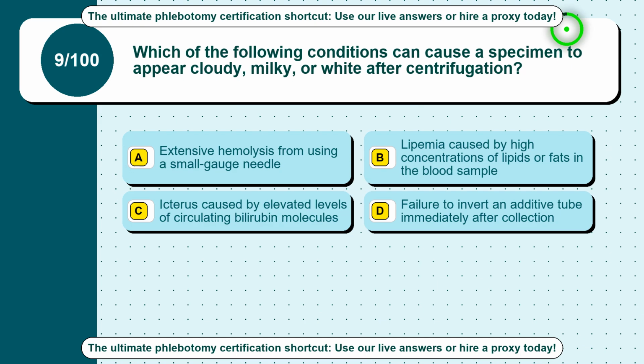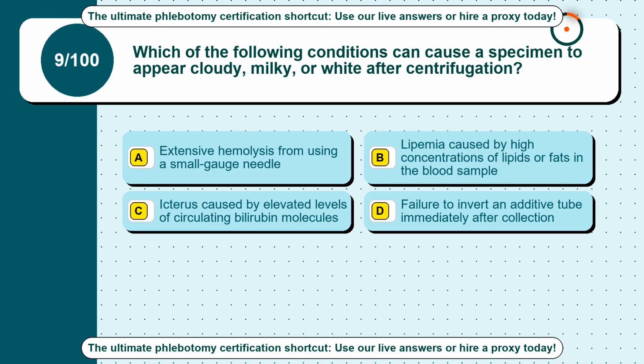Question 9. Which of the following conditions can cause a specimen to appear cloudy, milky, or white after centrifugation? Option A, extensive hemolysis from using a small gauge needle. Option B, lipemia caused by high concentrations of lipids or fats in the blood sample. Option C, icterus caused by elevated levels of circulating bilirubin molecules.